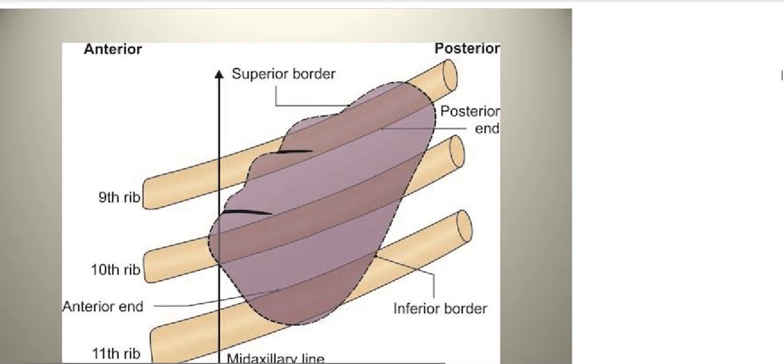Some features are present in this image. This is the 9th rib, 10th rib, 11th rib, and the spleen lies between the 9th and 11th ribs, along the long axis of the 10th rib. This is the posterior end and this is the anterior end. This is the superior border and this is the inferior border, and this is the mid axillary line.